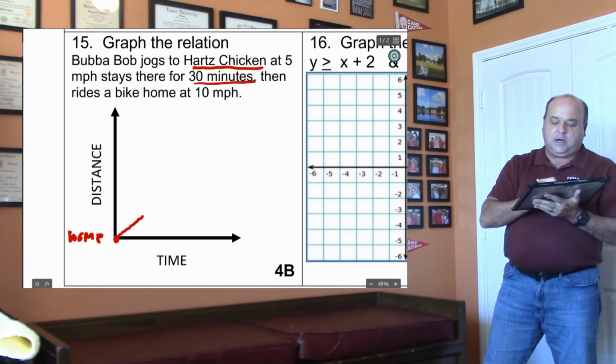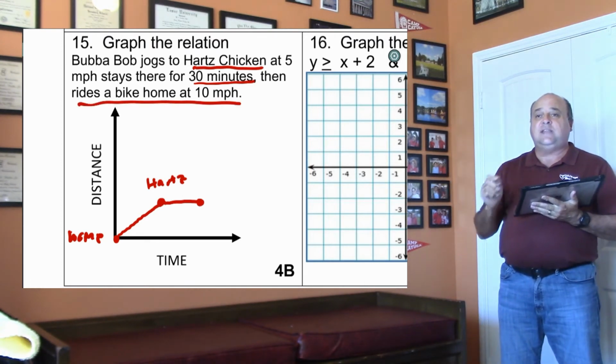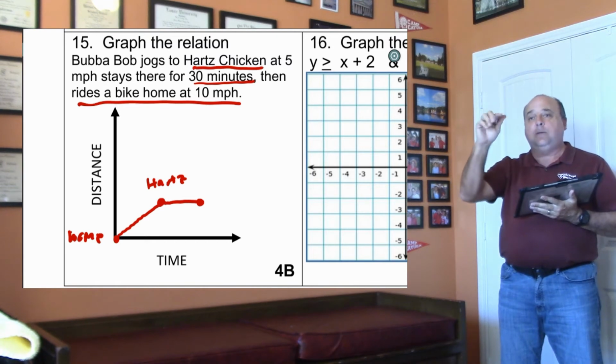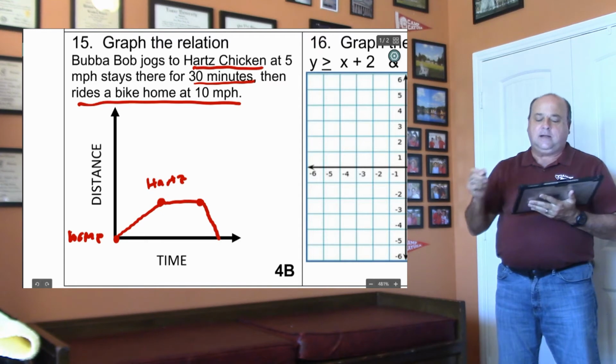So basically, we're going to jog at a constant rate. We're going to get to Hart's, and then we're going to stay there for 30 minutes, right? Then he rides a bike home at 10 miles an hour. Notice that that's quicker. So the line's going to be steeper, but he's going back home, isn't he? So the line will look like this.